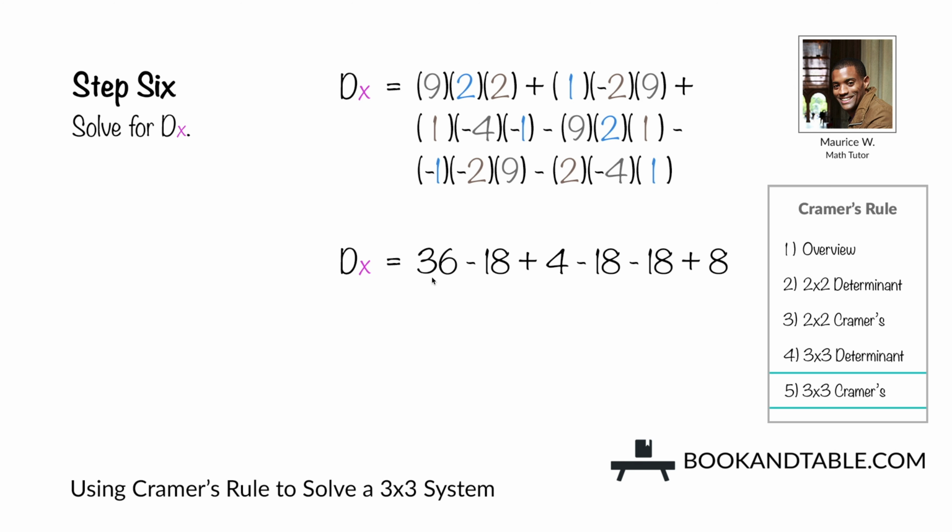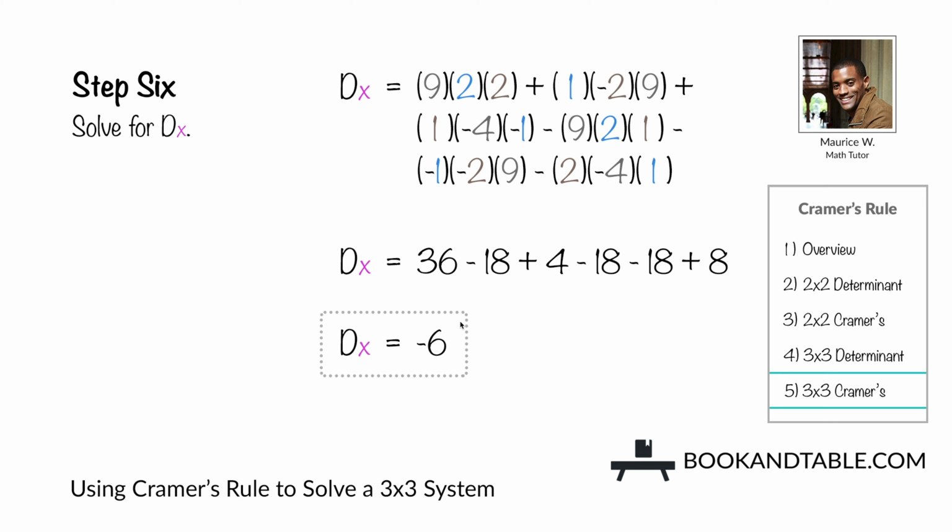So dx is equal to 36 minus 18, which is 18, plus 4 is 22. 22 minus 18 is 4. 4 minus 18 is negative 14. And negative 14 plus 8 is equal to negative 6.